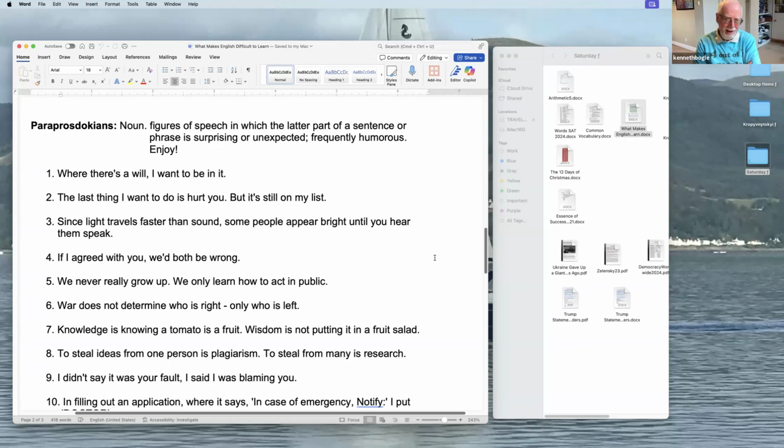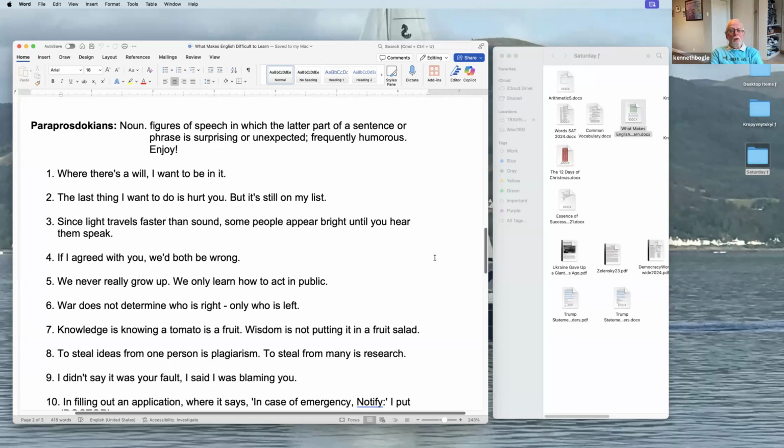Alexandre, can you read the third one? Since light travels faster than sound, some people appear bright until you hear them speak. So you do capture the humor in that, correct? Yeah, a little bit. It's a joke that when someone doesn't speak to you, you cannot sense their intelligence, so apparently they're kind of brighter. Yep. These are all called paraprosdokians, intentionally written to have a little bit of humor to them based on what follows the first statement or first part.